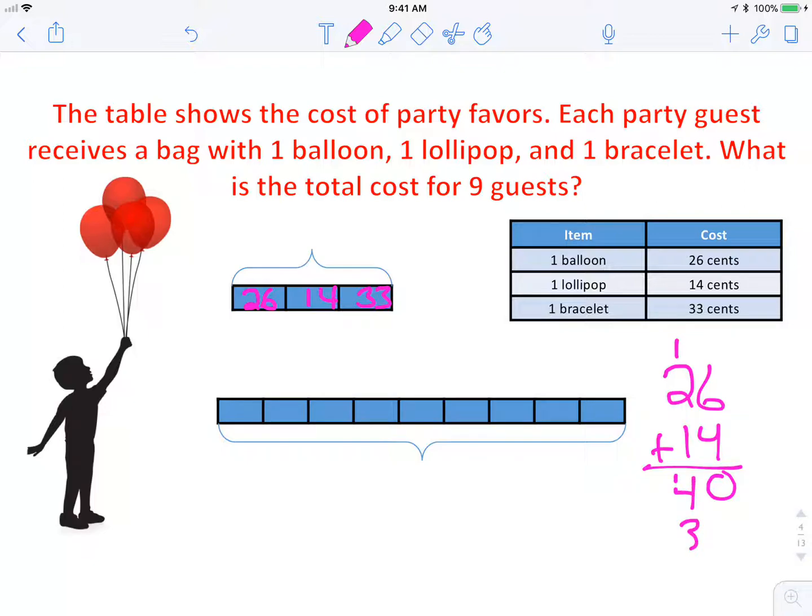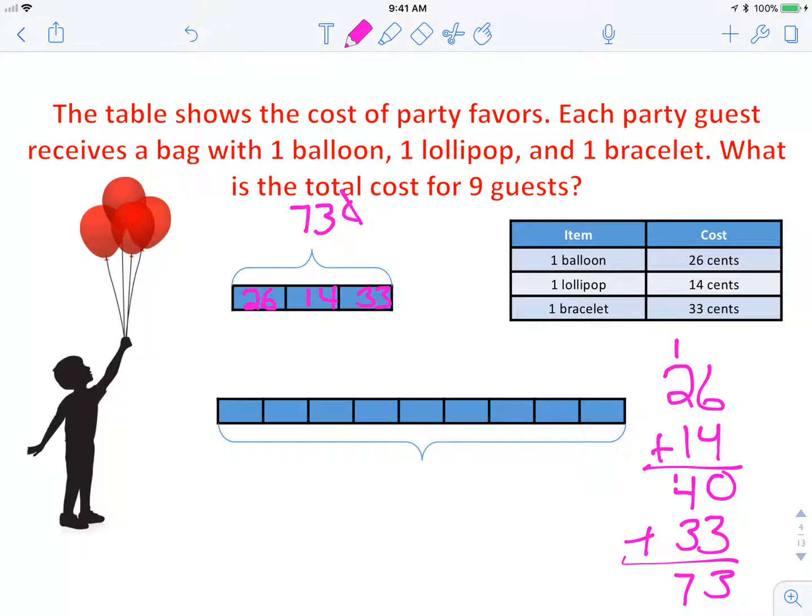40 plus 33. 3 plus 0 is 3. 4 plus 3 is 7. So in all, this costs 73 cents. That doesn't look like a very good cent sign. There we go, 73 cents.